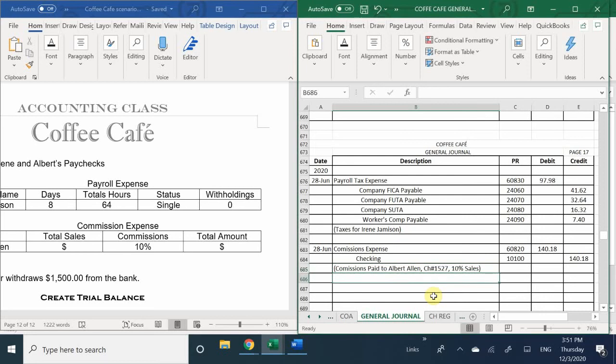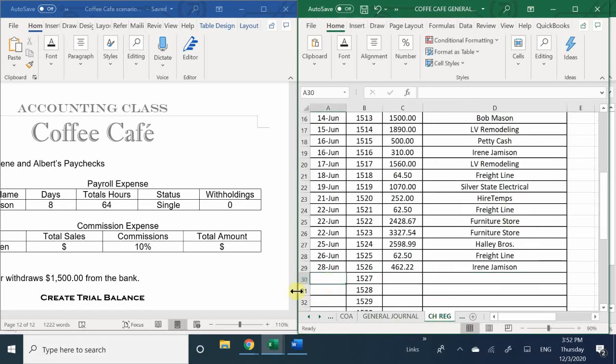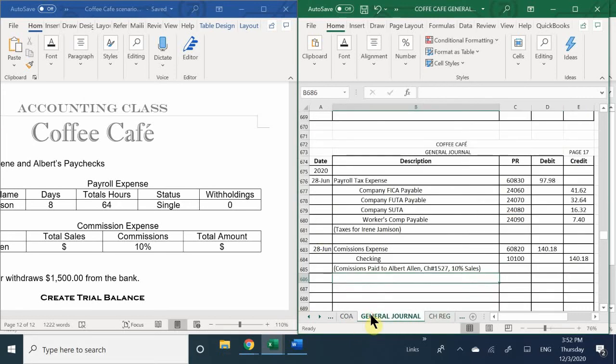$140.18, is that correct? Yes, 140.18. So check register, and that's going to be, again, Albert Allen. And then note the check number, 1527.